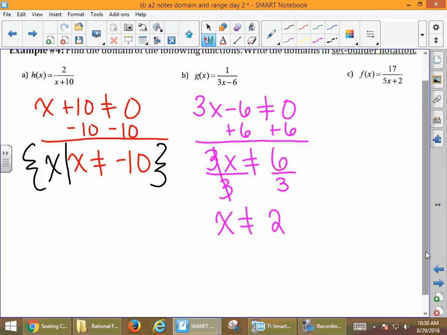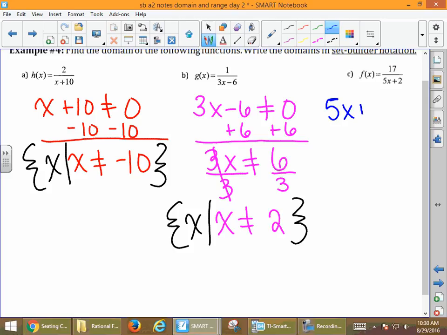And finish by putting it in set notation. For all values of x such that x does not equal 2. It can be anything but 2. X is allowed to be anything but 2. So I think we're getting the hang of things. It's the same process here on C.